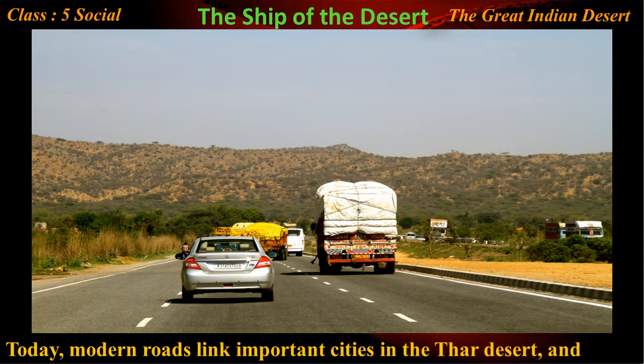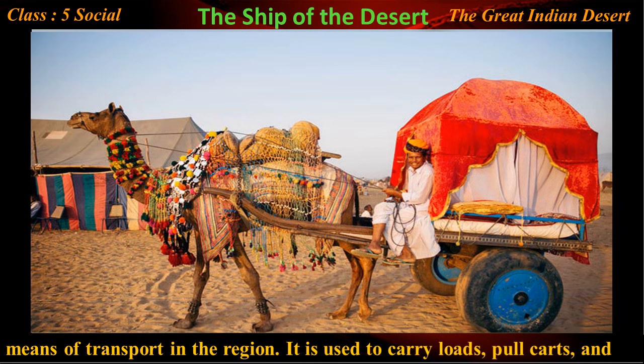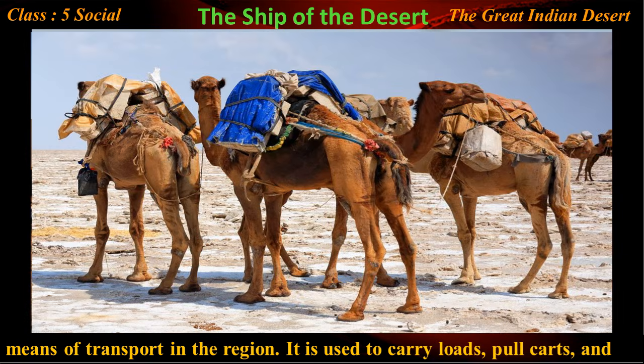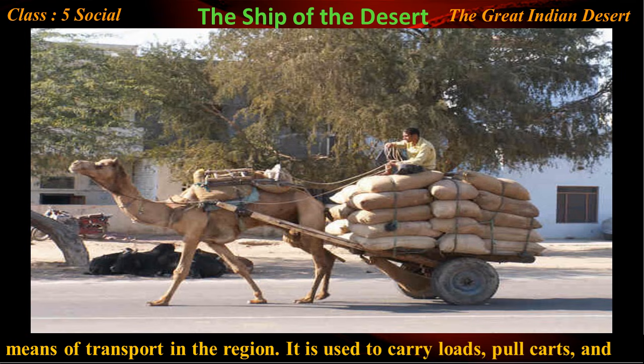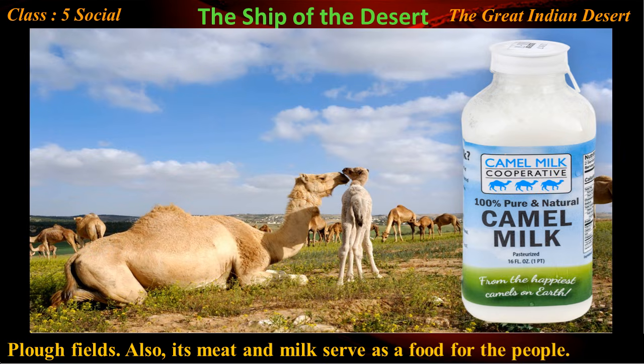Today, modern roads link important cities in the Thar Desert, and vehicles run on them. However, the camel still remains an important means of transport in the region. It is used to carry loads, pull carts, and plow fields. Also, its meat and milk serve as food for the people.